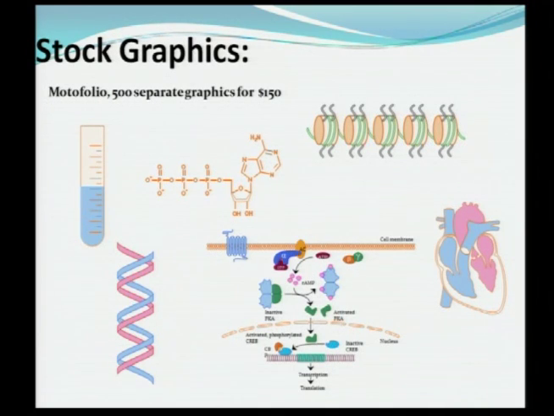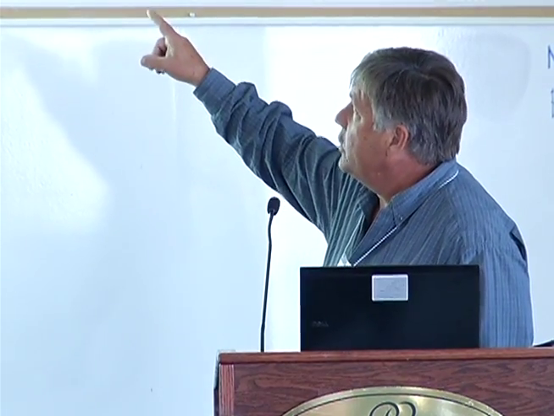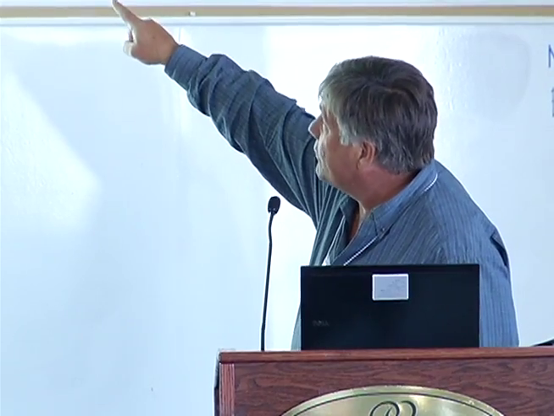This is called the G-coupled pathway, in which that's how we have gene transcription and translation. We have a DNA. I have 500 separate graphics for $150, from just about anything. The thing about these graphics is that every single one is separate, so I can just hit ungroup on my chromatin, and every single one of those things is separate. I can just pull it out and put it anywhere I want.